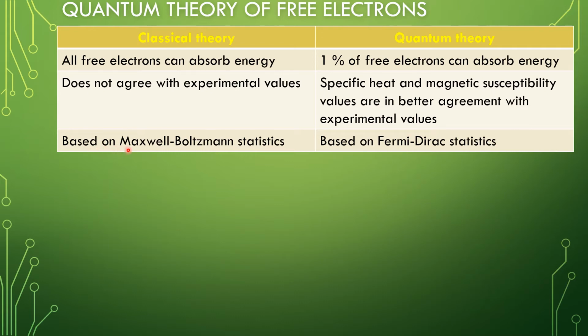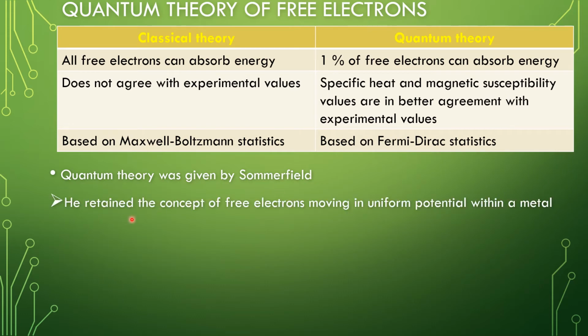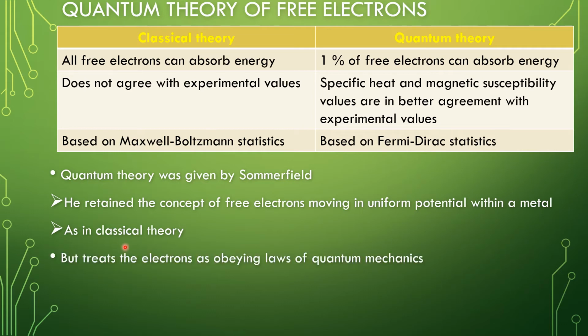Classical theory is based on Maxwell-Boltzmann statistics. Quantum theory is based on Fermi-Dirac statistics. So quantum theory was given by Sommerfeld. He retained the concept of free electrons moving in uniform potential within a metal, as in classical theory, but treats the electrons as obeying laws of quantum mechanics instead of classical mechanics.